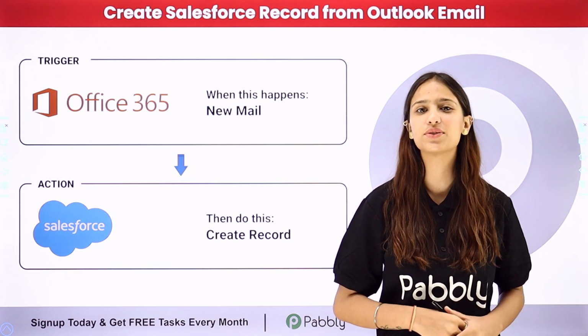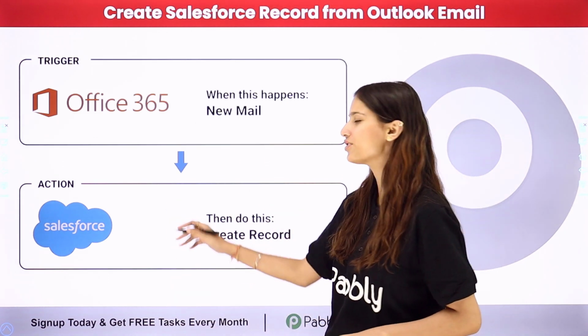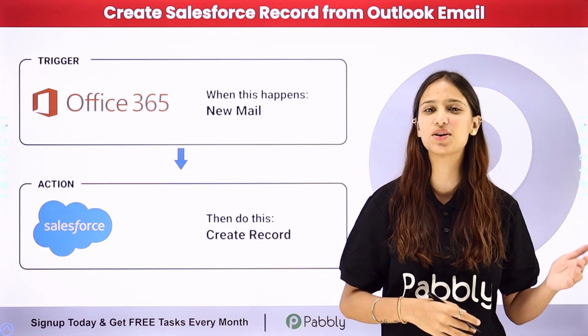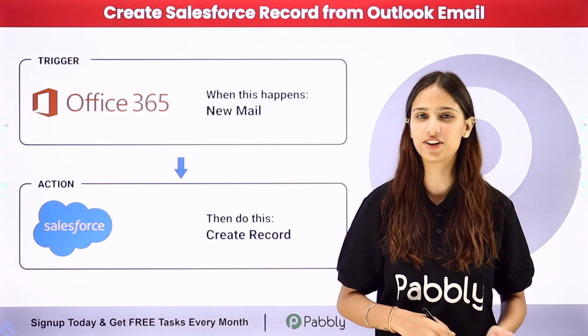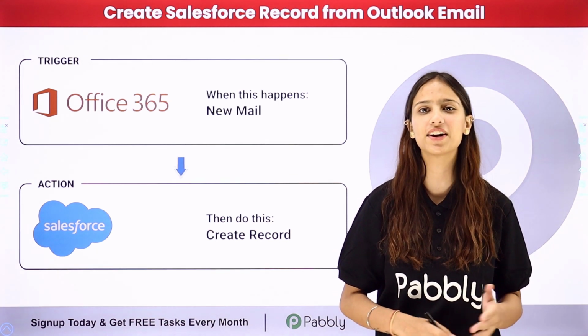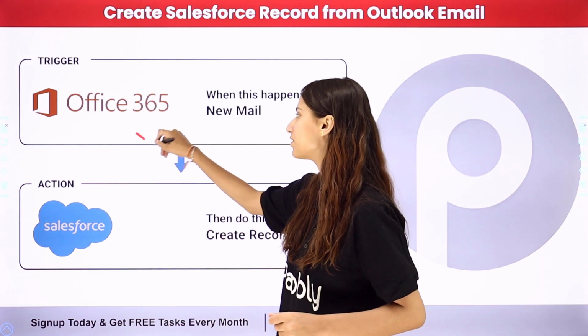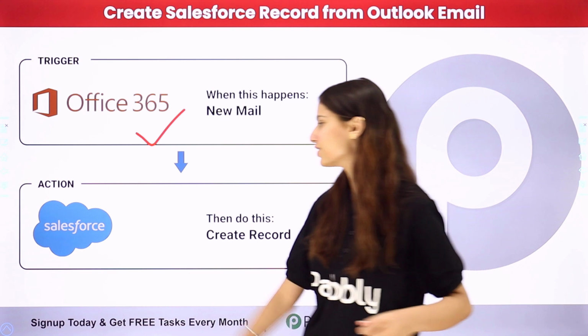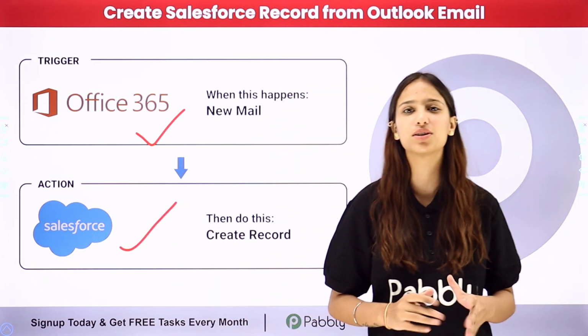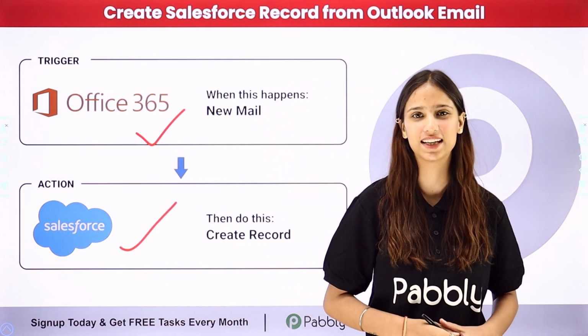So here to do this, I need to set up a connection between these two applications, for which I'm going to use this amazing automation software, that is Pabbly Connect. So Pabbly Connect follows the concept of trigger and action. So here to do this, my trigger application will be Microsoft Office 365 because Outlook is a part of it, and my action application will be Salesforce. So if you want to learn more about this, follow me through the screen.